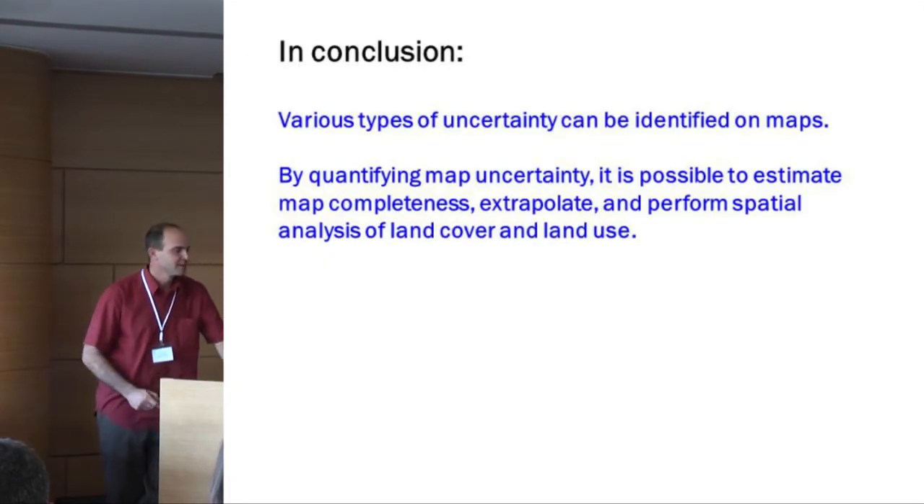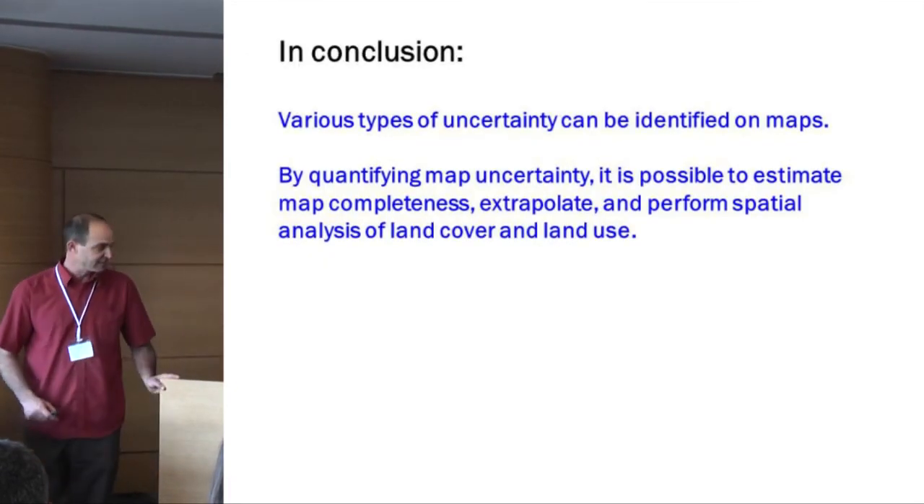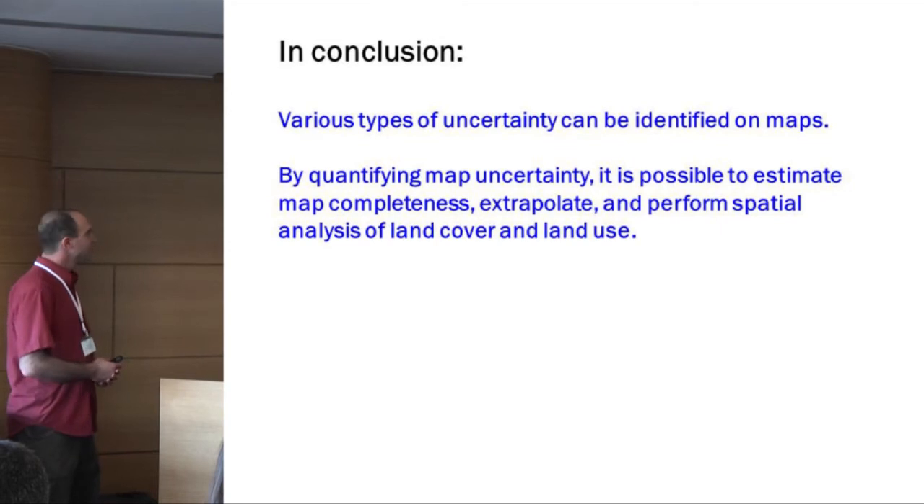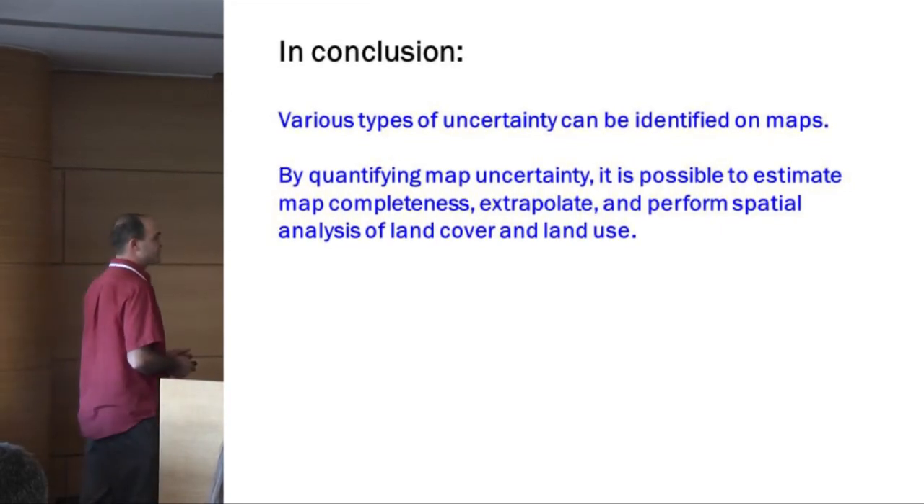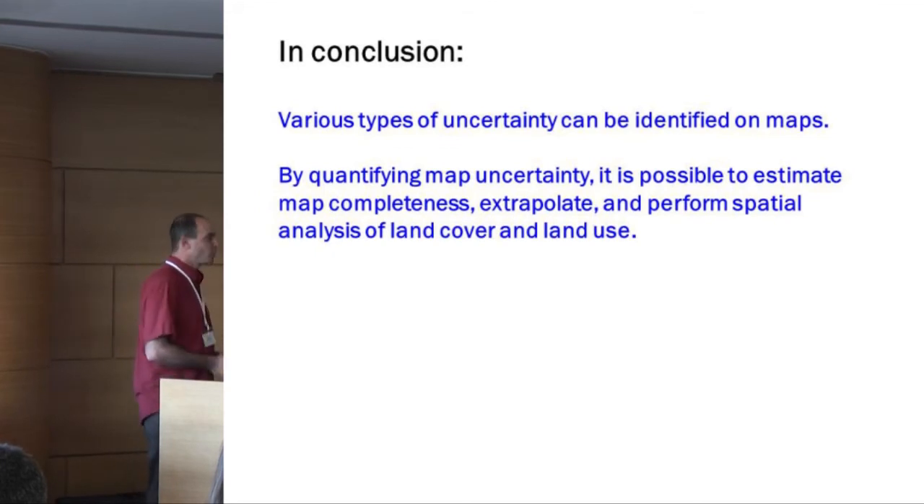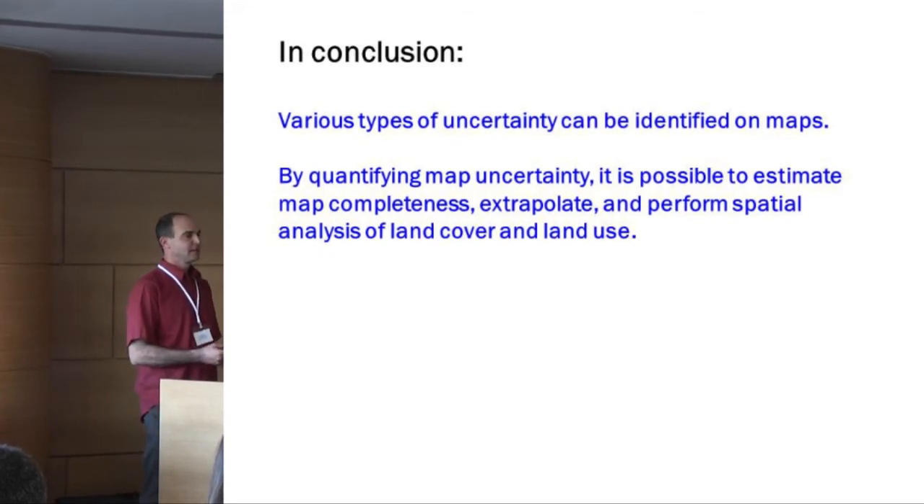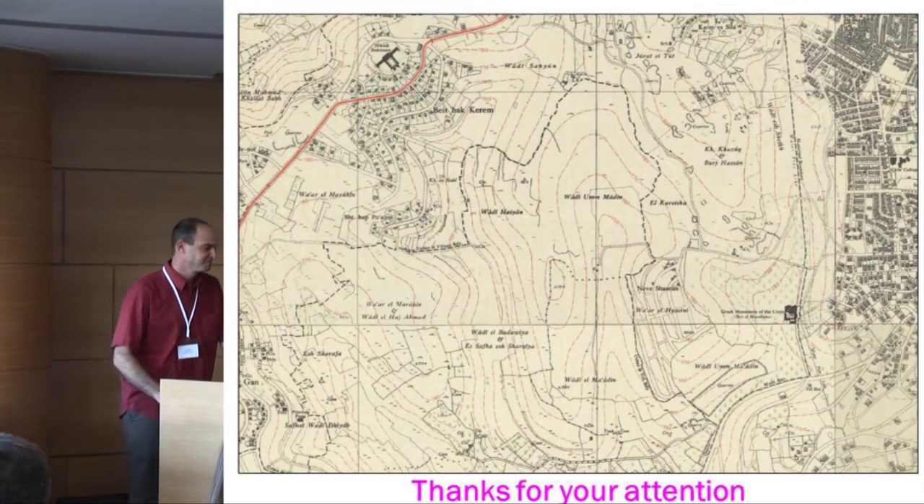So in conclusion, there are various types of uncertainty that can be identified on maps. And by quantifying map uncertainty, we can estimate how complete the maps are. We can try to extrapolate how many features there were in the past beyond what is shown in the map. And then we can perform quantitative analysis of land cover changes, etc. So thanks very much for your attention.